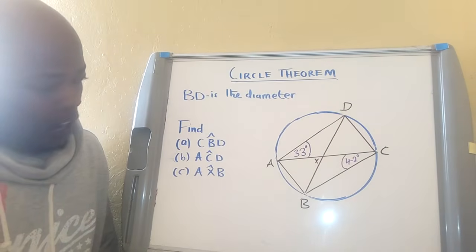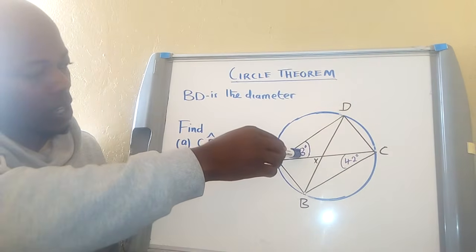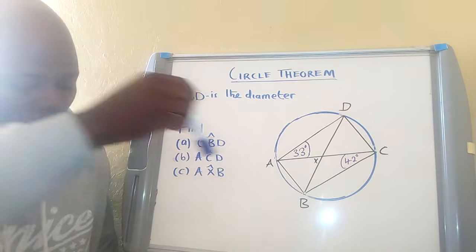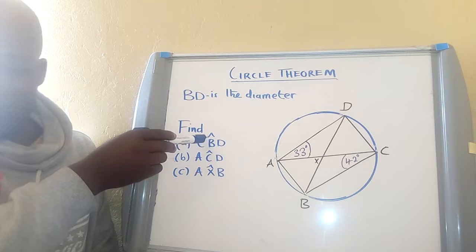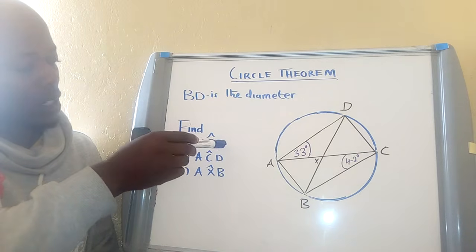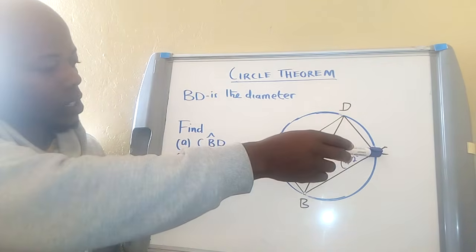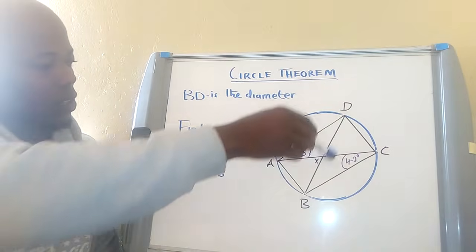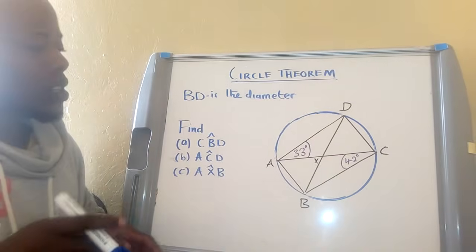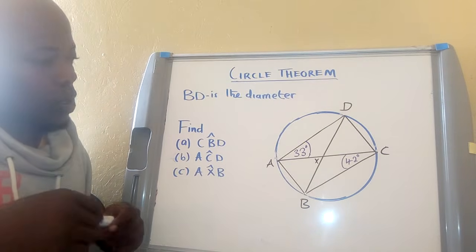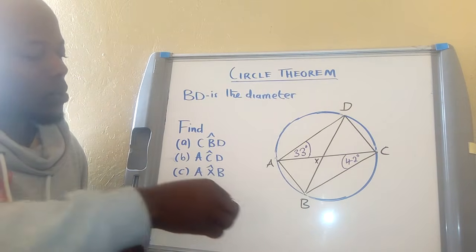And they've given us that this angle here is 33 degrees. This one is 42. Then they say find angle CBD. So C, B, and D. So how can we find this angle? Remember the properties we were looking at? We said angles coming from the same segment are equal.